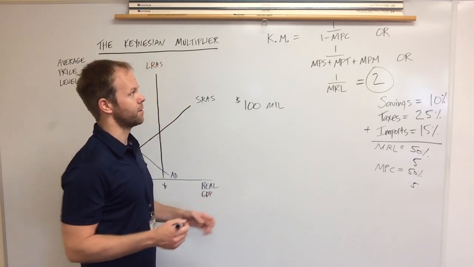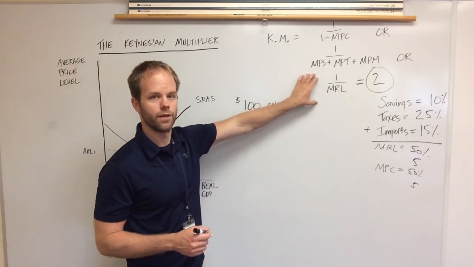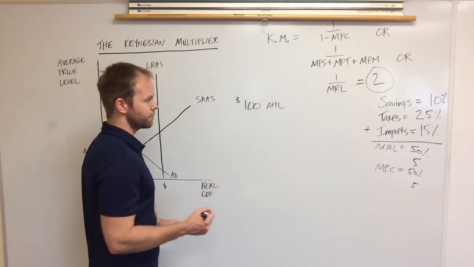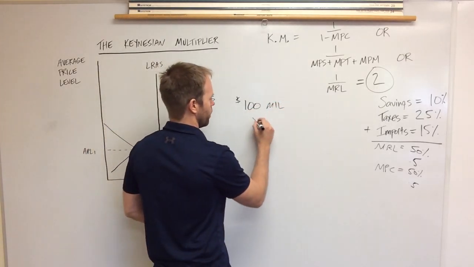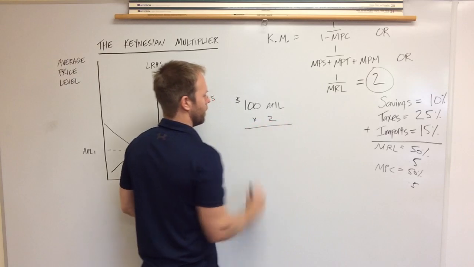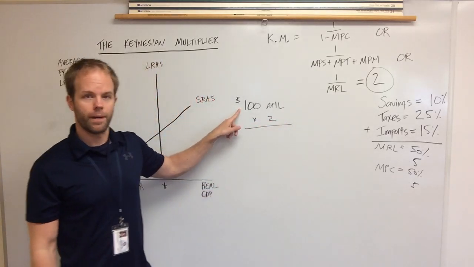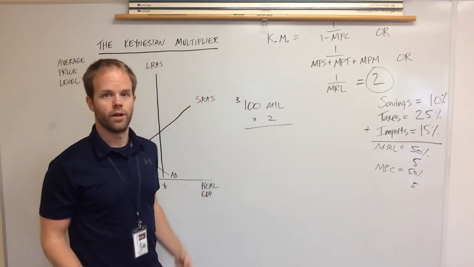So we're going to take this value of the Keynesian multiplier, which in this case is 2. Pretty simple here. We're going to multiply that by the value of our new spending bill from the government, which is $100 million.